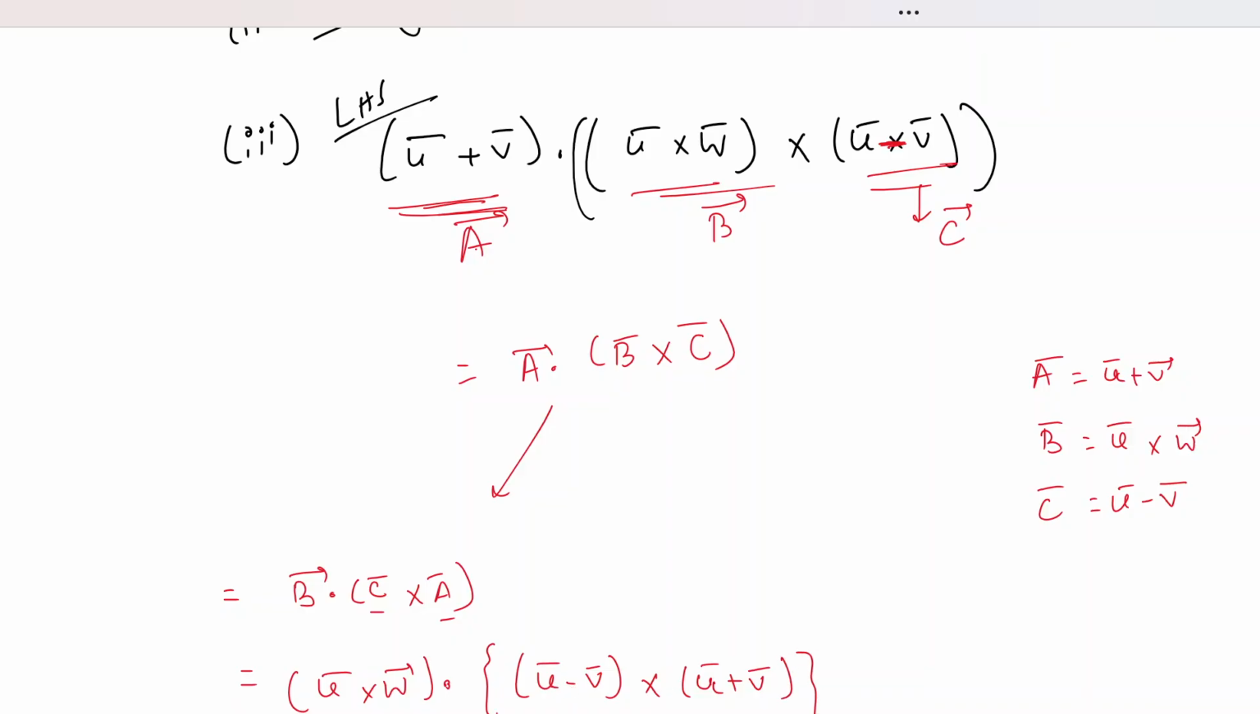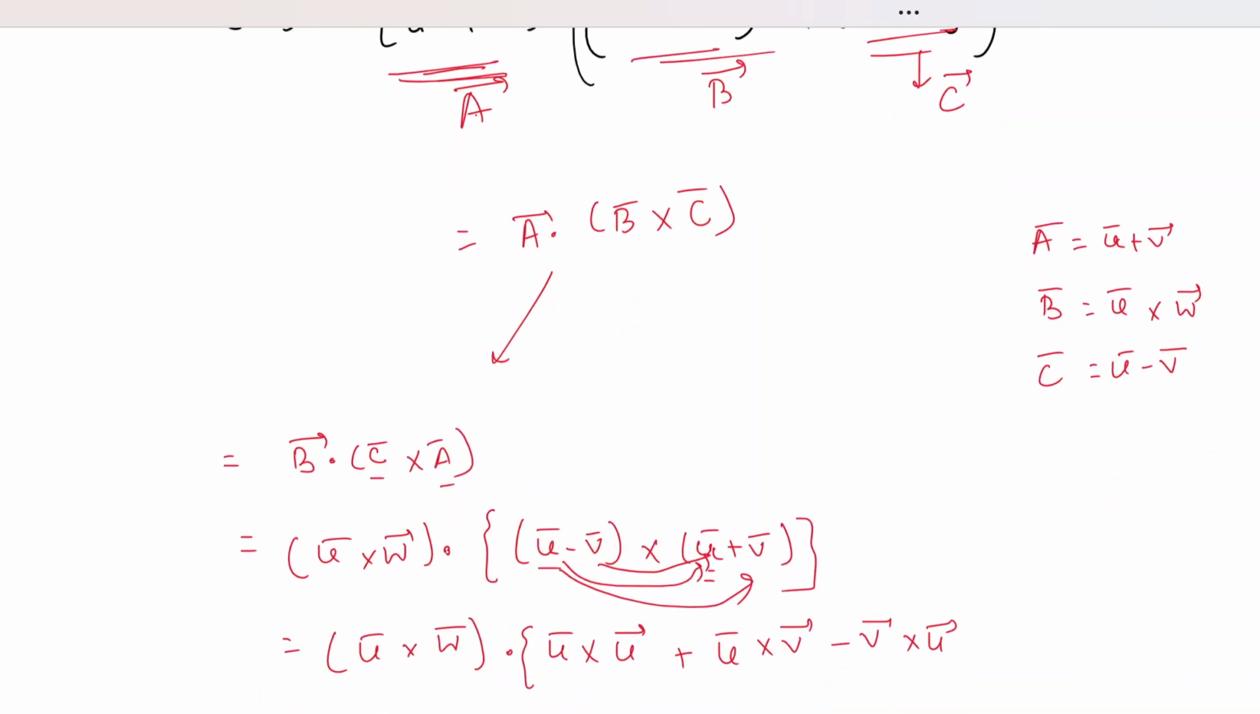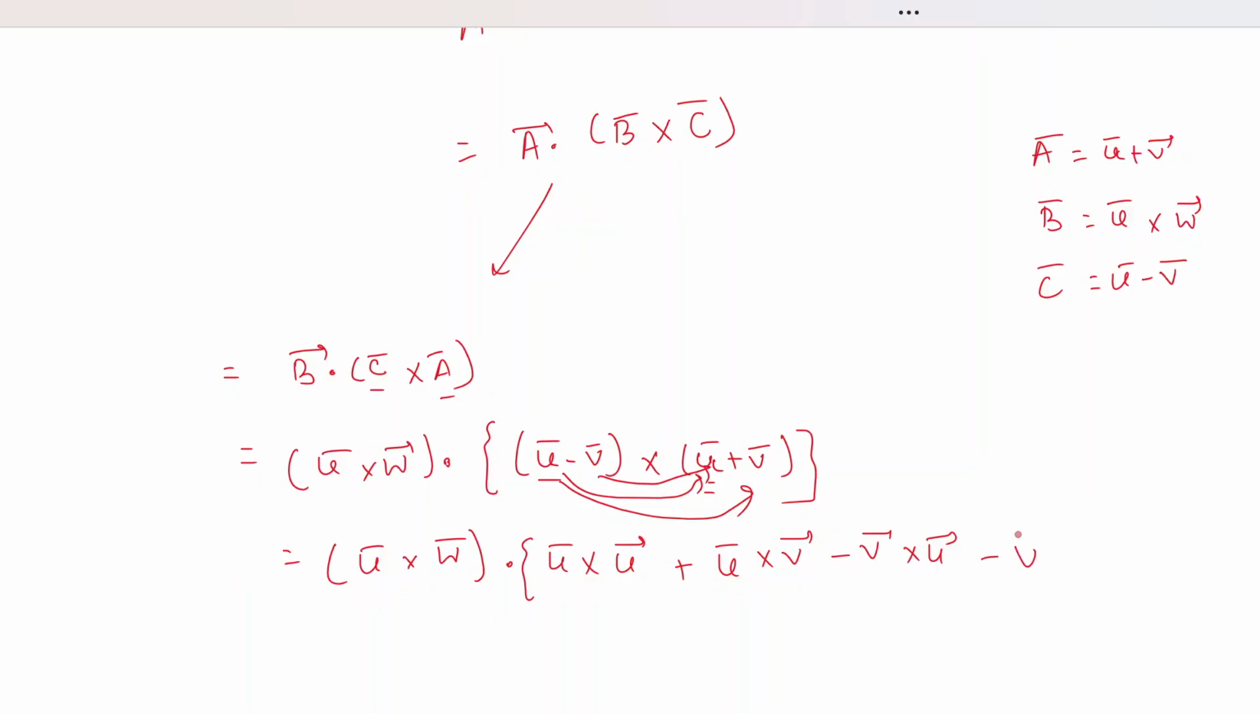And u cross w dot. Then you take each of the vectors independently. The first term will be u cross u, right? Then the second term will be u cross v, and the third term will be v cross u. So I am disintegrating it into each of the components, and the last term will be minus v cross v. Now you see that u cross u will go to 0 because the cross product with its own vector is 0. V cross v is also 0. Only remaining terms are u cross v and v cross u.